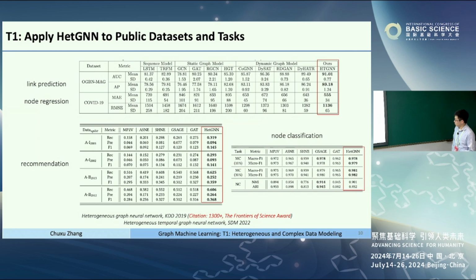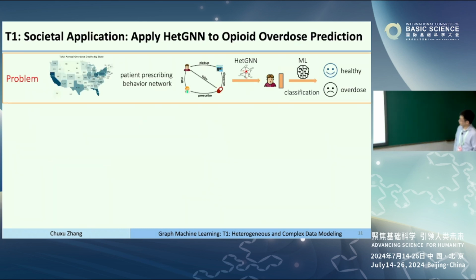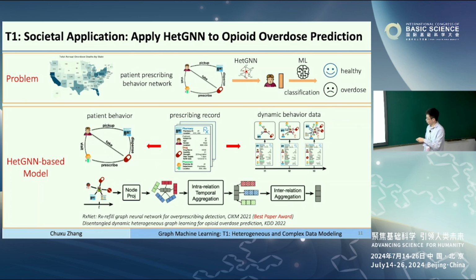But I'm more interested in introducing how to use heterogeneous graph neural networks in different societal or domain applications. For example, we applied the heterogeneous graph neural network to opioid overdose prediction. In the USA, opioid overdose is a critical societal issue. Based on patient prescribing data, we are able to build a patient prescribing behavior network, with relationships between different patients, doctors, pharmacies, and drugs. This is a typical patient prescribing record in the pharmacy. Then we have patient profile information, drug information, doctor visiting information, and drug taking information. Based on this historical prescribing record, we are able to build a dynamic heterogeneous graph. For each patient's prescribing record, we are able to build a heterogeneous graph.